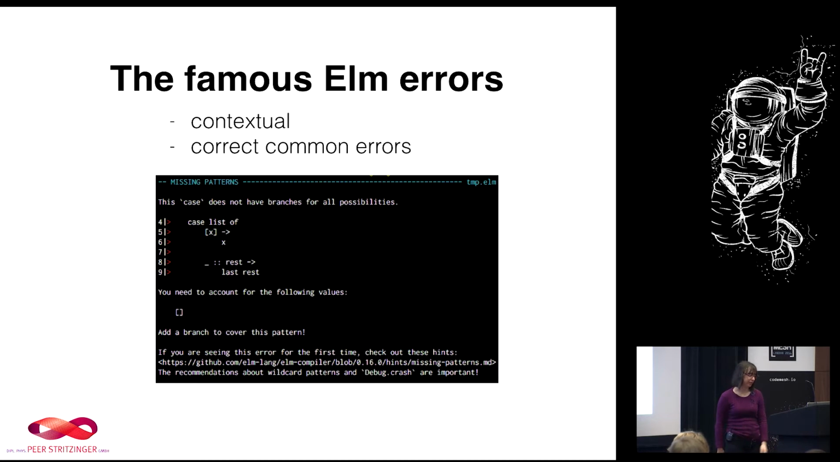So those error messages work because they are contextual. In this case, you have a case expression, and you're missing one branch to be a total function. So it shows you your bit of code. You don't have to get your editor, get the code, and find the place. It will show you. And it will also correct common errors. So here, the solution is simple. It tells you what to do, which is helpful.